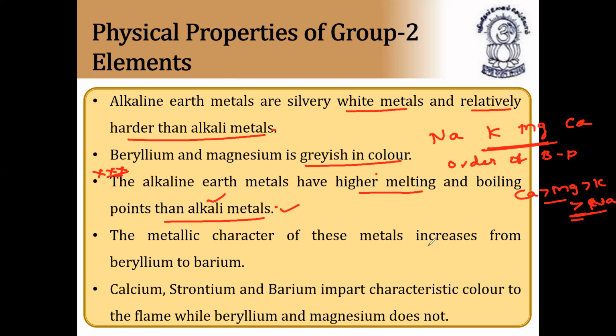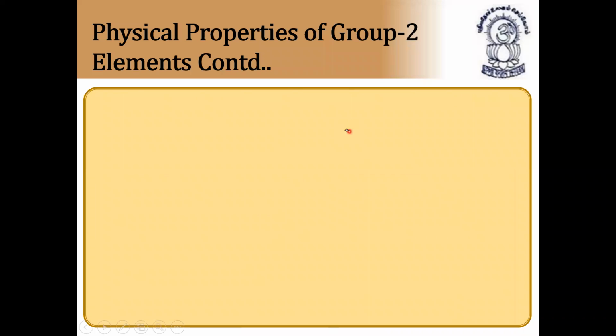The metallic character of these metals increases from beryllium to barium, but they are less metallic when compared to alkali metals. Calcium, strontium, and barium impart characteristic color to flames, while beryllium and magnesium do not. In alkali metals, all will give flame test, but in this group, beryllium and magnesium will not undergo flame test. Only calcium, strontium, and barium will impart characteristic color to flame test. That point is very important.